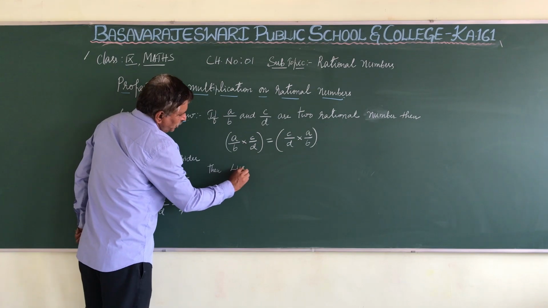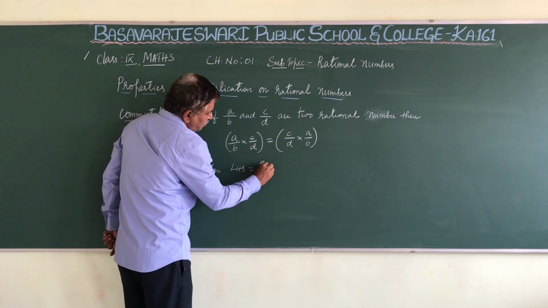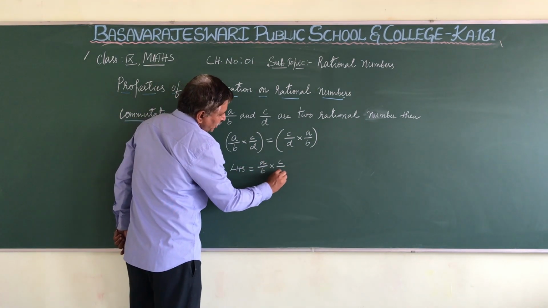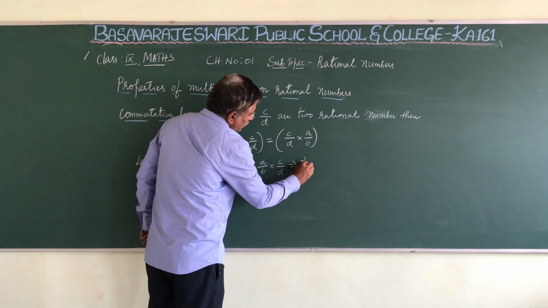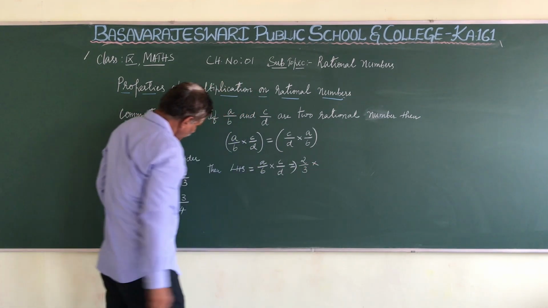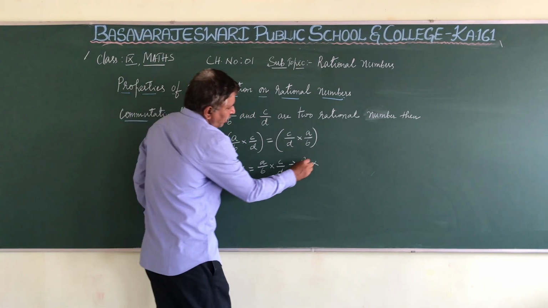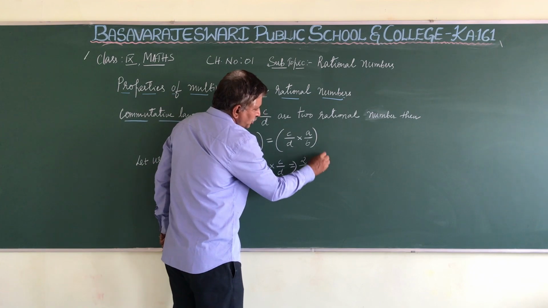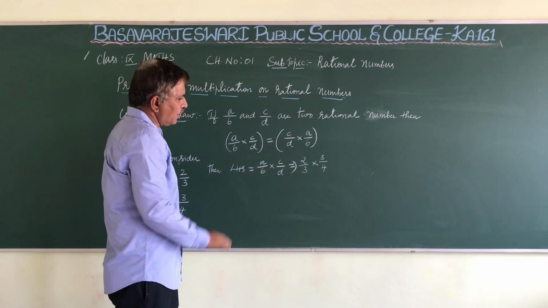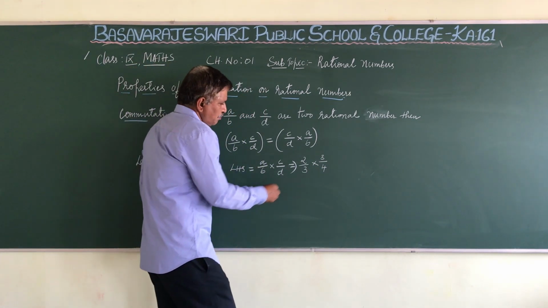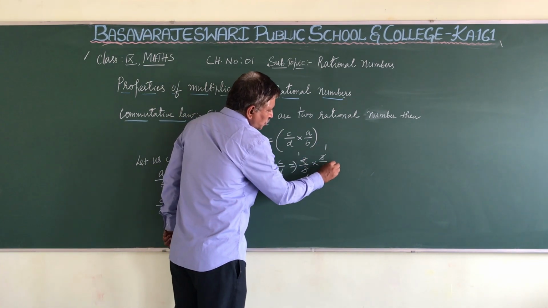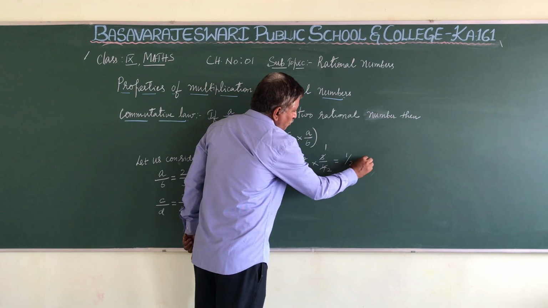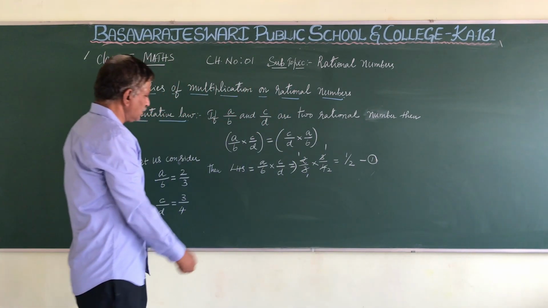Then left hand side, what is the left hand side? A by B into C by D, which is equal to, what is A by B? 2 by 3 into, what is C by D? 3 by 4. If there is a possibility of simplification, simplify it. Otherwise you can multiply and then simplify. 3 ones are 3, 3 ones are 3, 2 ones are 2, 2 twos are 4. So which is equal to 1 by 2. Let it be equation 1.